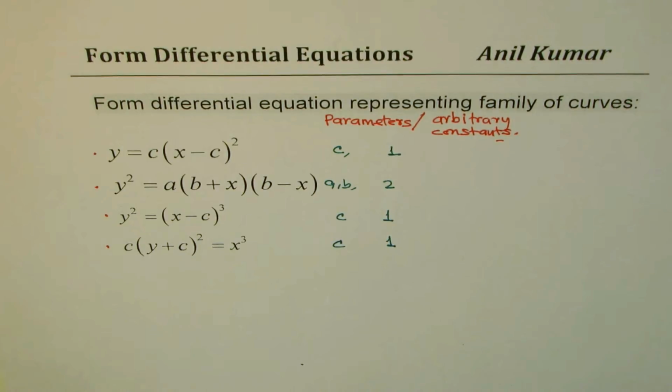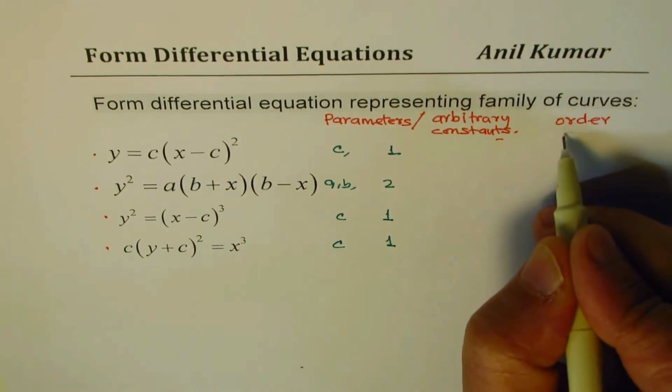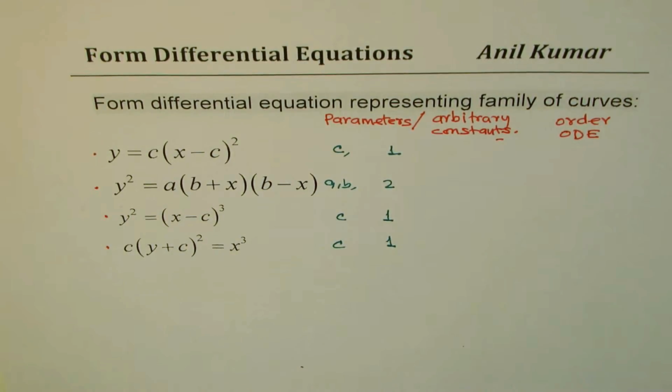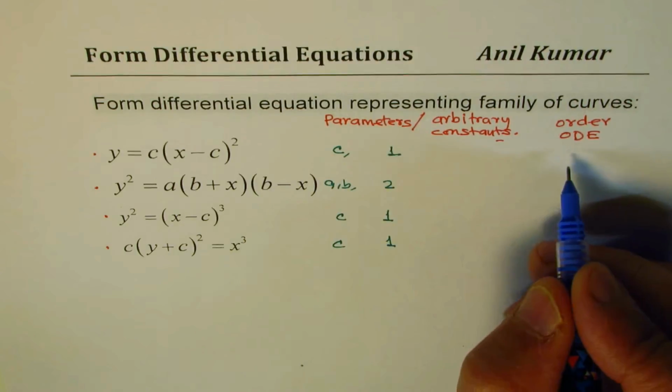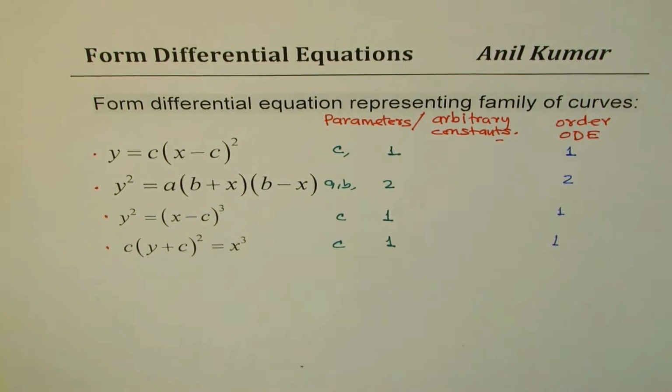Now, what does that give you? Arbitrary constants give you an idea of the order of your differential equation, right? We are working with ordinary differential equations, which means we are differentiating with respect to only one independent variable. So the order is the same as the number of parameters. So the order is 1 here, 2 here, and 1 for the other two. Correct. So that is the first thing.